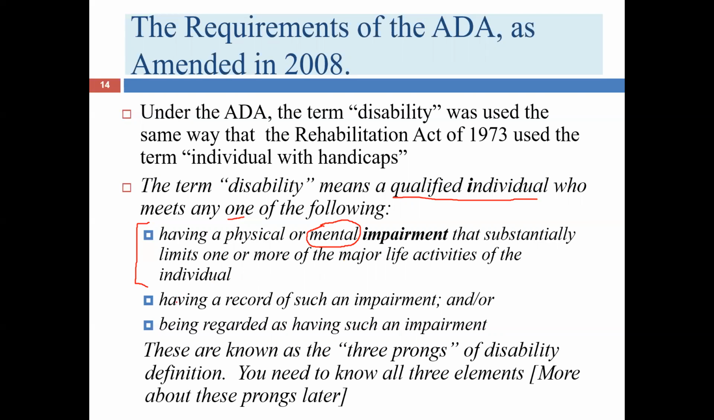The second category is having a record of such impairment. This record can be accurate or inaccurate. Somebody can think this person has a record of an impairment that that person really doesn't have. Or perhaps in the past, someone had the impairment. They had moved beyond the impairment. Perhaps the impairment was cancer or something like that. Even though this person is cancer-free and has no disability now, that history of cancer can't negatively impact the person because of the Americans with Disabilities Act.